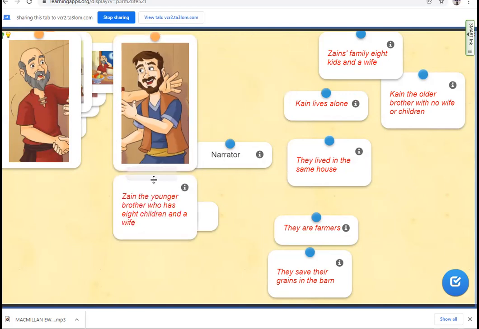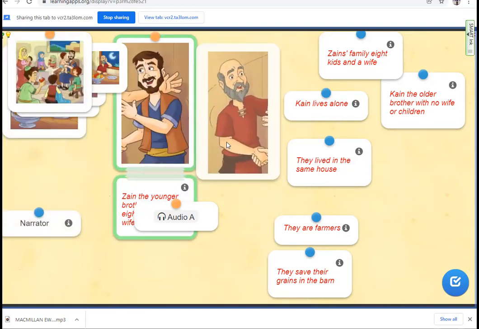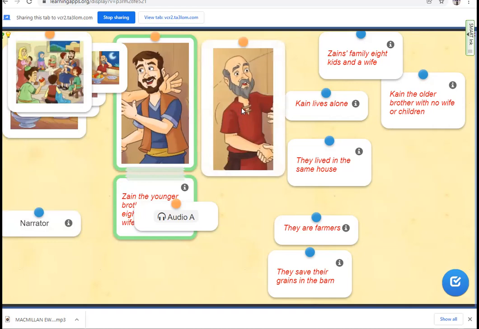Zayn, the younger brother, has 8 kids, his children, and of course a wife. So he has a big family, but different from him, we have another character. What's the name of this man, do you think? This is called Cain, and he's older than his brother.